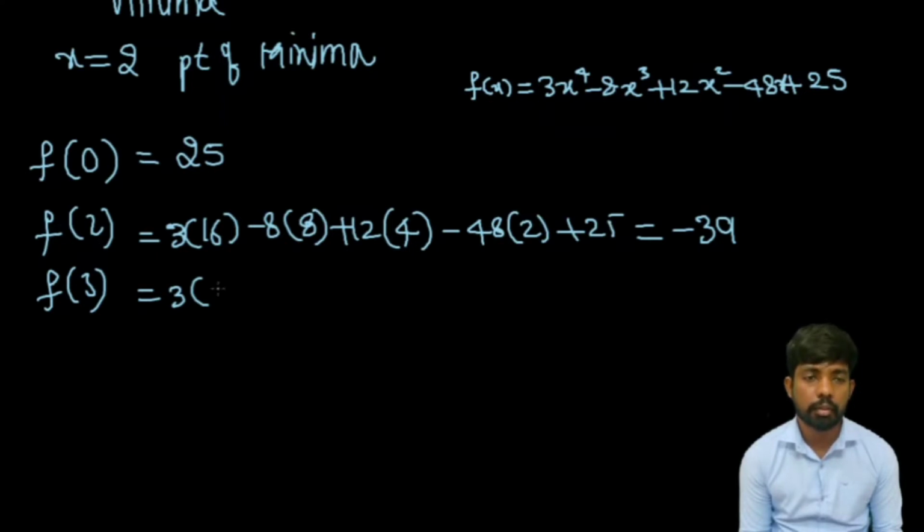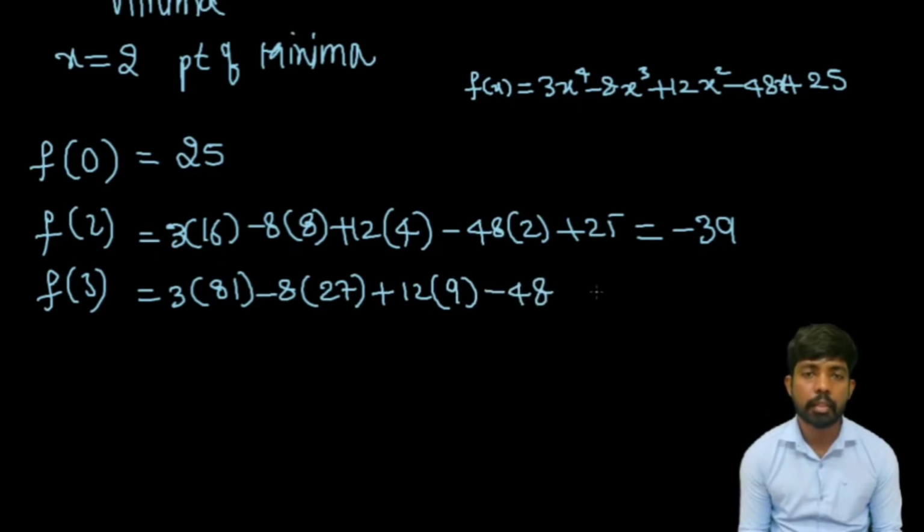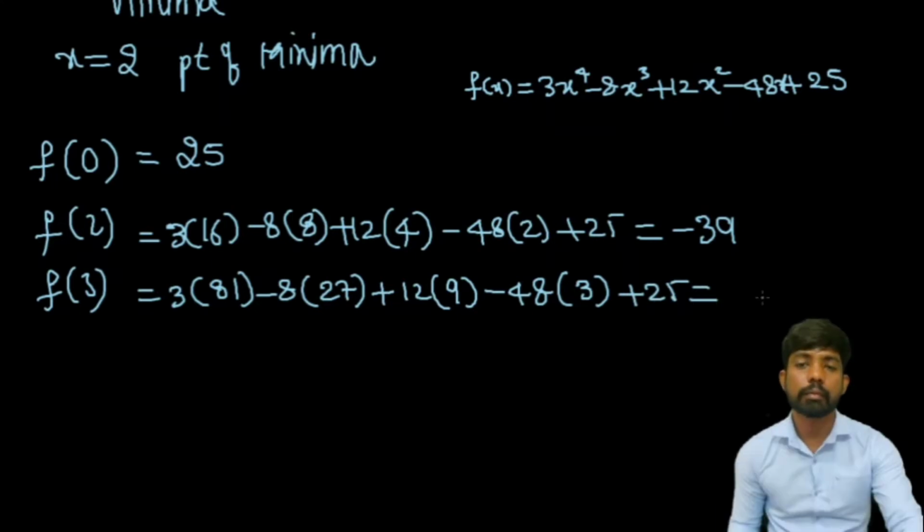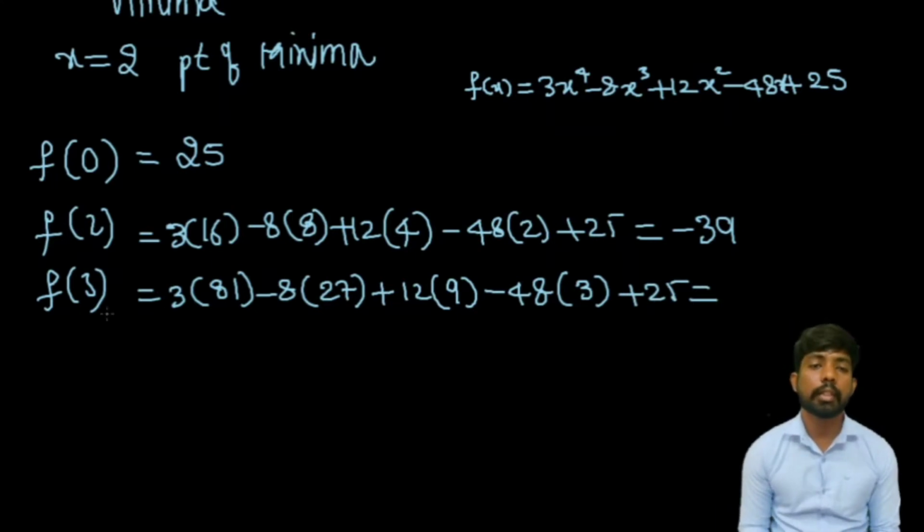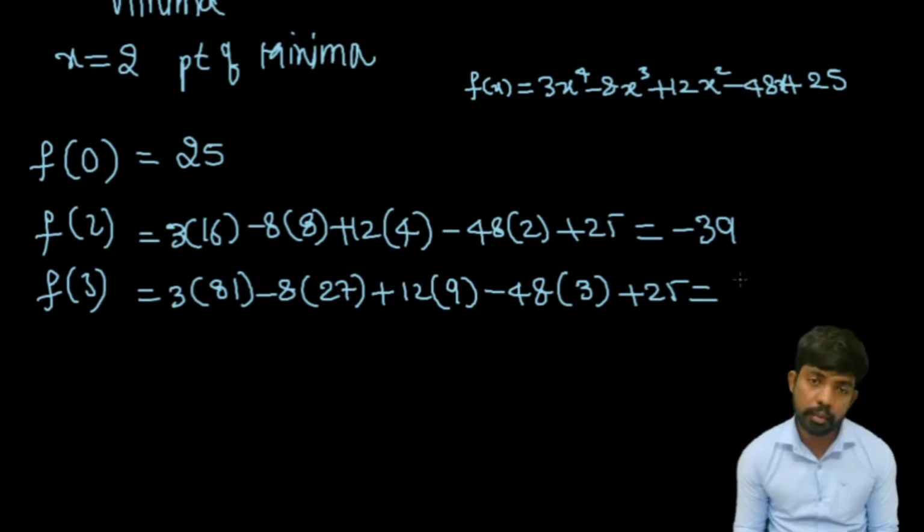And f of 3, if I substitute 3 into 3 to the power of 4, means 3 3s are 9, 9 3s are 27, 27 3s are 81. 81 minus 8 into 3 cube, means 27, plus 12 into 3 square, which is 9, minus 48 into 3 plus 25. If I calculate everything you will get 16.